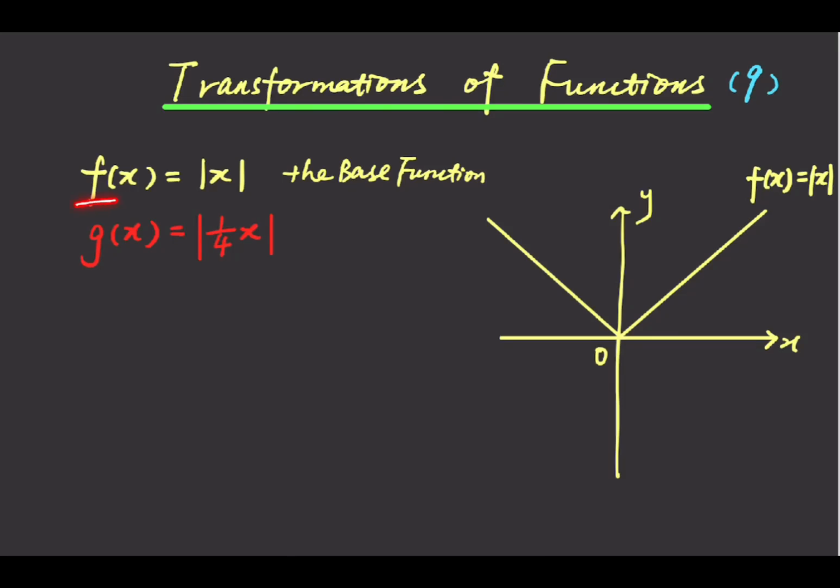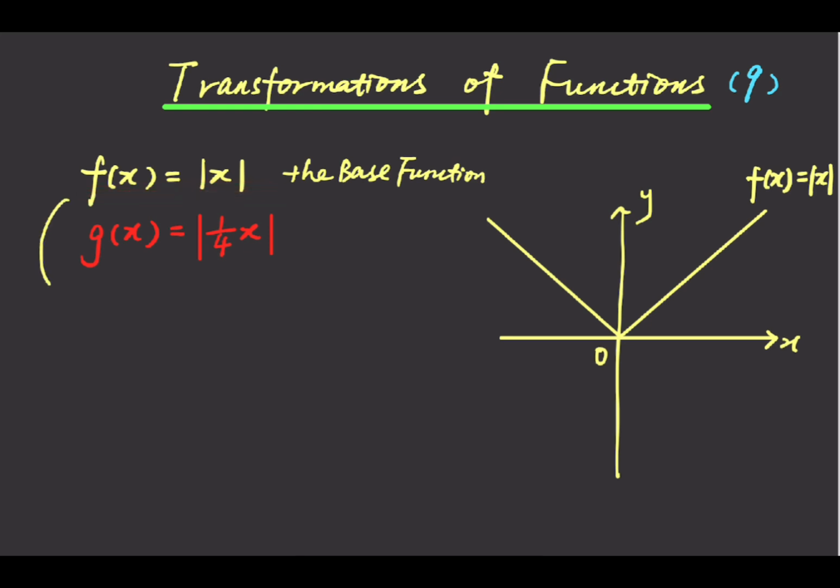If you know the function f(x) equals the absolute value of x, you are asked to figure out this transformed function, the absolute value of 1 over 4 x. You can consider the question like this. Of course, you can regard this absolute value function as an extended base function. We need to consider this function in different situations.